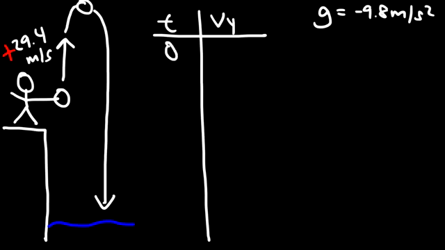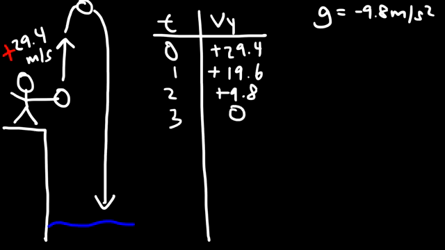So at t equals 0, that is initially, the vertical velocity is positive 29.4. Now the acceleration tells us how much the velocity changes every second. So 1 second later, it's going to decrease by 9.8. So 29.4 minus 9.8 will give us 19.6. So 1 second later, it's going to be positive 19.6. 2 seconds later, we'll need to decrease this again by 9.8, so it's going to be positive 9.8. 3 seconds later, it's going to be 0.